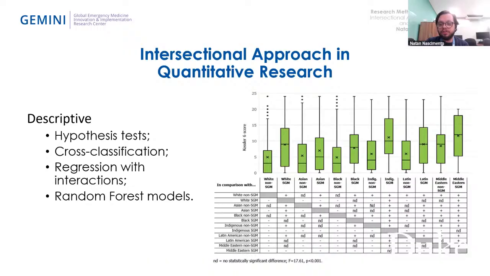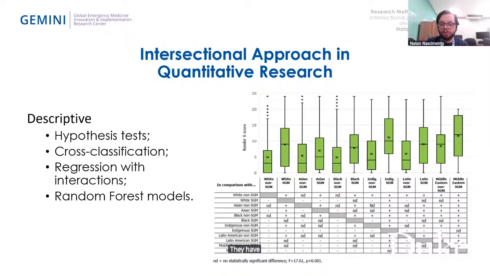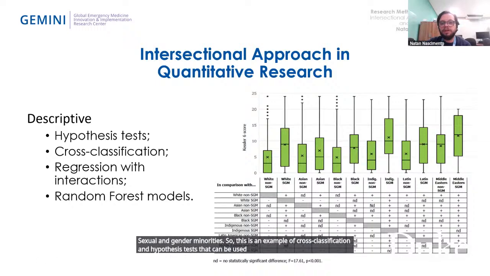So Middle Eastern sexual and gender minorities, such as gay, lesbian, transgender, Middle Eastern, have experienced more psychological effects than most of the other groups, except for indigenous sexual gender minorities. So this is an example of cross-classification and hypothesis test that can be used to do an intersectional approach.